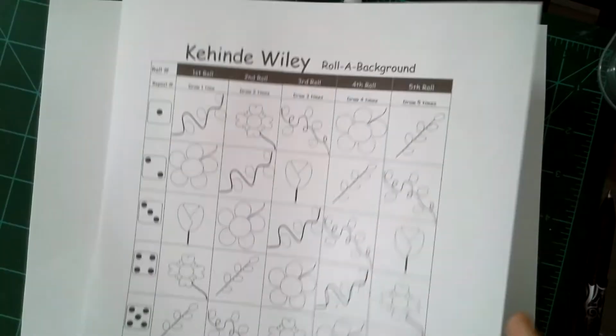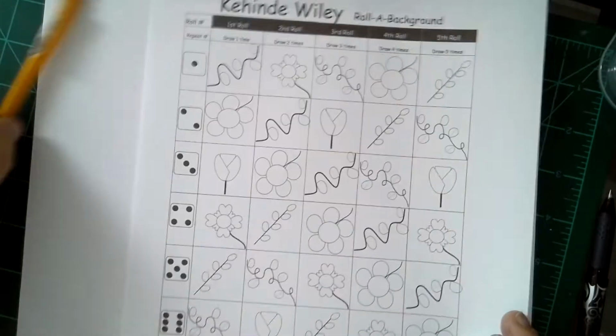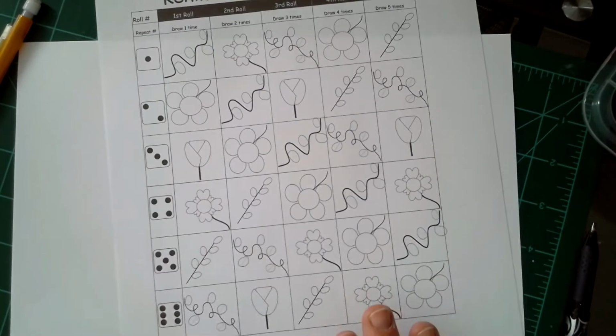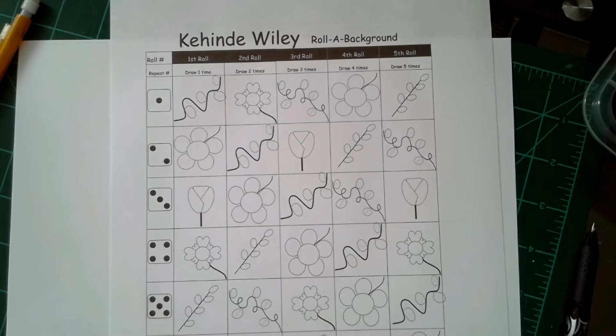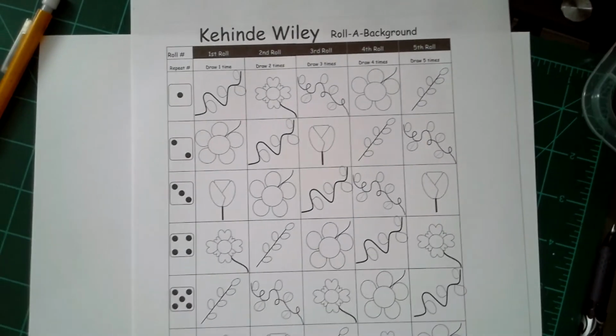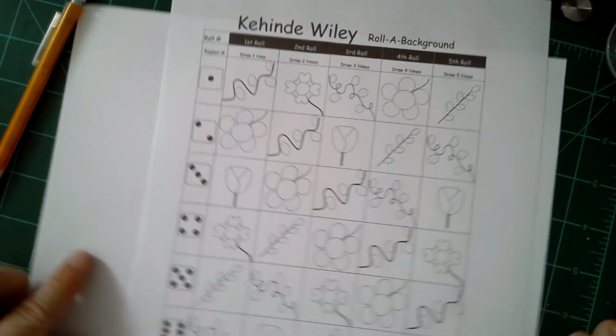Okay, we are going to play a little game based on our artist that we're studying. You will get a little worksheet kind of thing, just a guide. It's called Kehinde Wiley Roll a Background. We will have already talked about Kehinde Wiley, so this will all make sense to you.